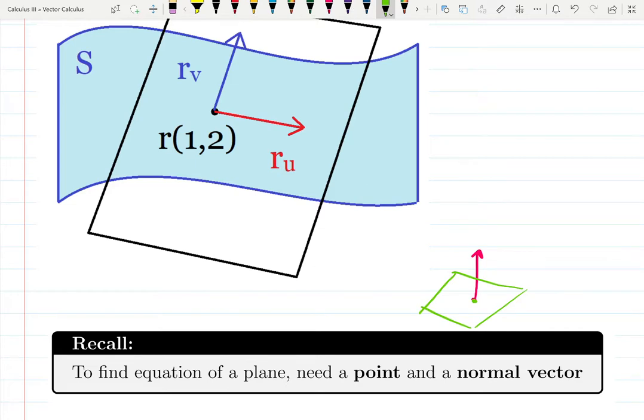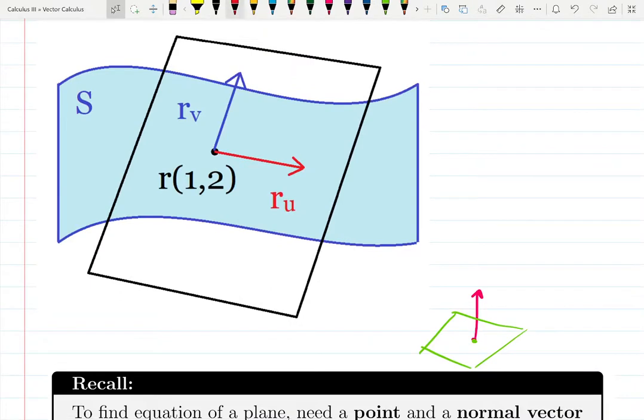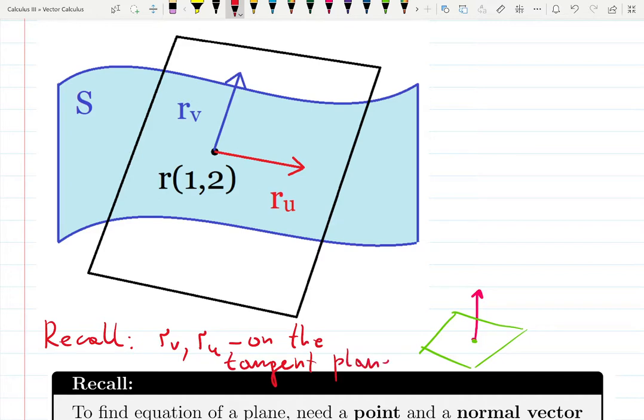But also recall r sub v and r sub u, they lie on the tangent plane. That makes sense because those are derivatives, partial derivatives, those are vectors which we got from differentiation, so they are on the tangent plane. They can give us a normal vector. How? Who remembers? Cross product. Good job. So you see, people remember something.